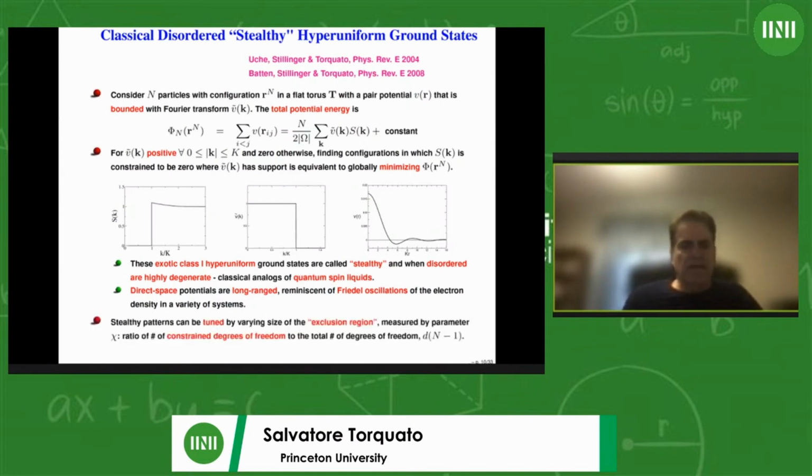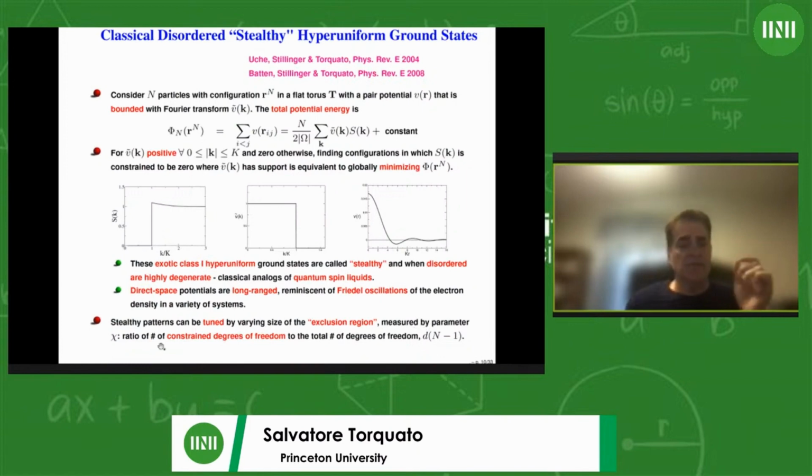Okay. Now, somebody might ask, well, to what extent can you actually show that they are actually ground states and that you've achieved ground states? I'll answer that question in a few minutes. Stealthy patterns can actually be tuned by varying the size of the exclusion region, the region in which you're constraining the structure factor to be 0 for those wave vectors. And so you can think there's a tuning parameter that's associated with that.